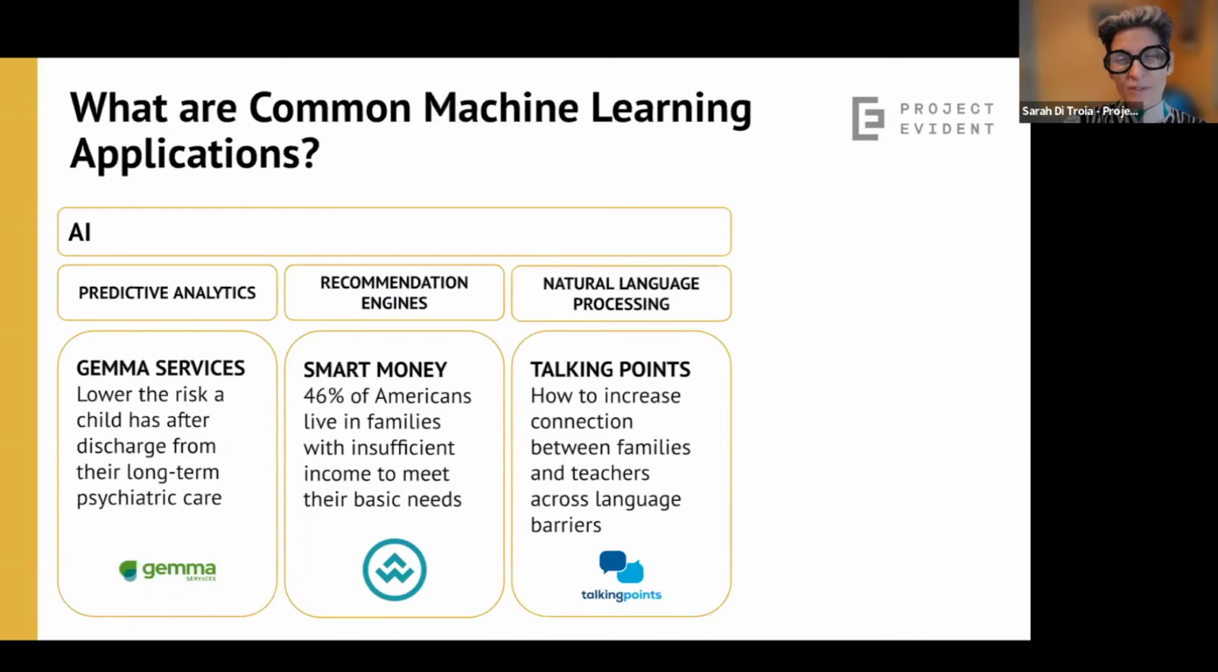The natural language processing. So this is the technology that underpins Alexa, Hey Google, et cetera, Hey Siri. Natural language processing is being used by an education nonprofit called Talking Points. They are focused on how do you increase that connection between families of young students and teachers. There's a wealth of scientific data that shows that the stronger the relationship between teachers and families, the better the academic outcomes for students. What they have done is created a much more sophisticated translation software. They can translate over 145 languages now, so you can do real-time texting back and forth between families and teachers.